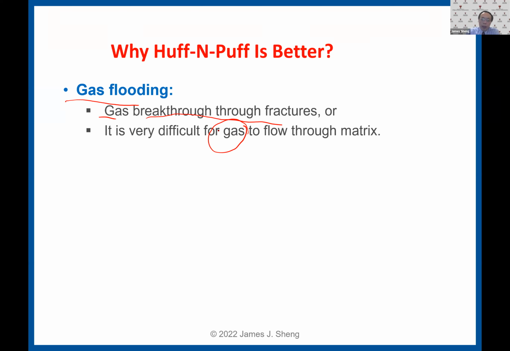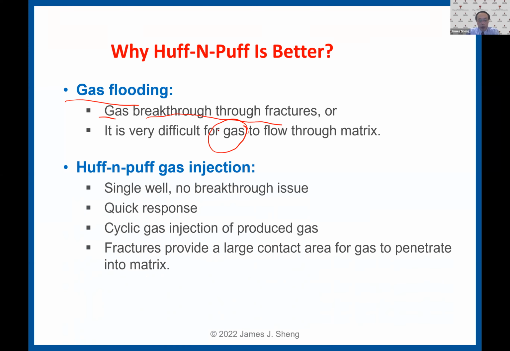All right. So now let's look at huff-n-puff injection. First, huff-n-puff injection uses only a single well. We assume every single well is an isolated injection and production pattern, so there's no breakthrough issue. Another thing is quick response. What does it mean? You inject the CO2 and then you stop. If you produce the oil, then the oil will immediately come out.